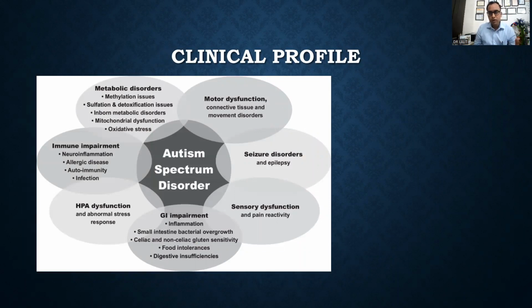They can have metabolic issues, motor issues, seizures, sensory issues, GI gut disturbances, and immune impairment. We know that they are very prone to allergies, adenoids, and frequent infections. Studies have found that children with ASD take 2 to 3 times more courses of antibiotics compared to non-ASD kids over a period of a year.